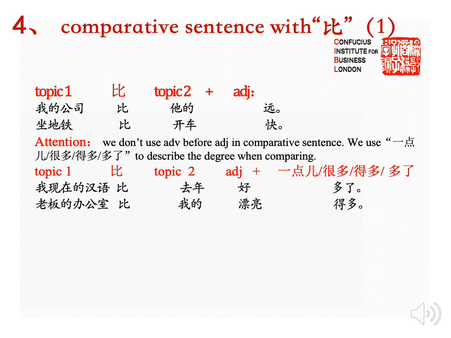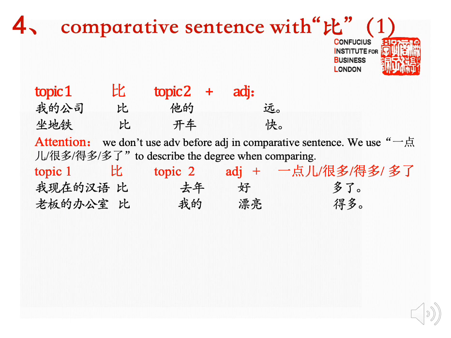So here in topic B, 他的公司, the 公司 is the same thing repeated, so we don't need to say it again. And also 坐地铁比开车快. So topic 1 is taking the tube, which is faster than driving. Driving is the second topic. Okay, pay attention. We never use an adverb before the adjective in a comparative sentence.